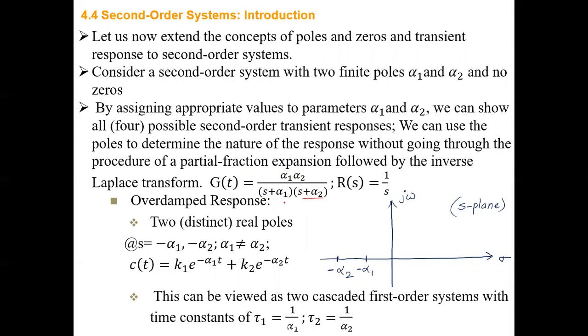So you have S plus alpha 1, the same alpha 1, and S plus alpha 2, the same alpha 2, okay? For simplicity, I chose this, but I can generalize this later on. For now, let's consider this. Let's start with the simplest one. So again, your R(S) is 1 over S.